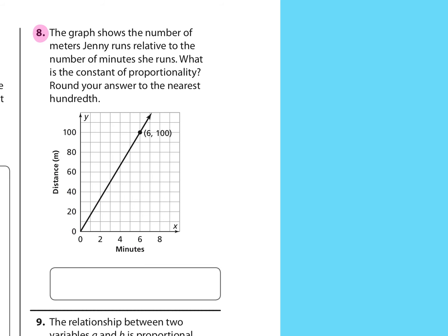Number 8, the graph shows the number of meters Jenny runs relative to the number of minutes she runs. What's the constant of proportionality? Round your answer to the nearest hundredth. Remember, the constant of proportionality k is equal to y divided by x.